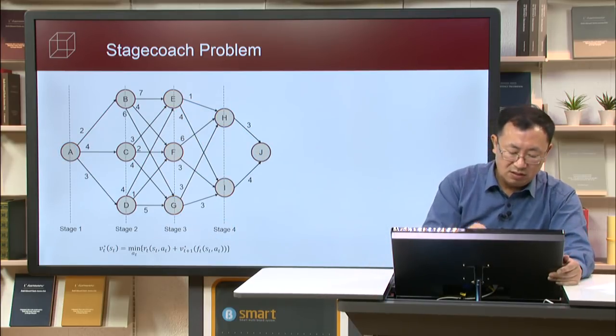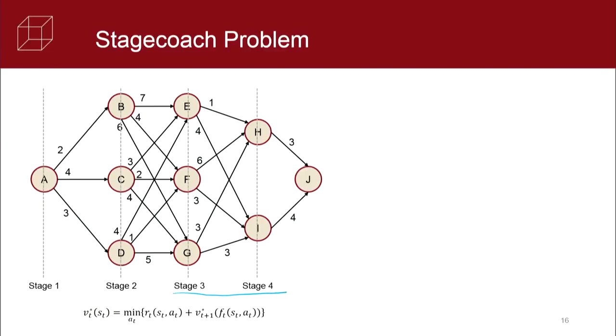All right, so far we have solved up to stages 4 and 3. So we move on to stage 2. In stage 2, we are interested in the values V2 star B, V2 star C, and V2 star D. The definition of this is the length of the shortest path from the node B to the node J. At the node B, we have 3 possible actions to choose: go to either E, F, or G.